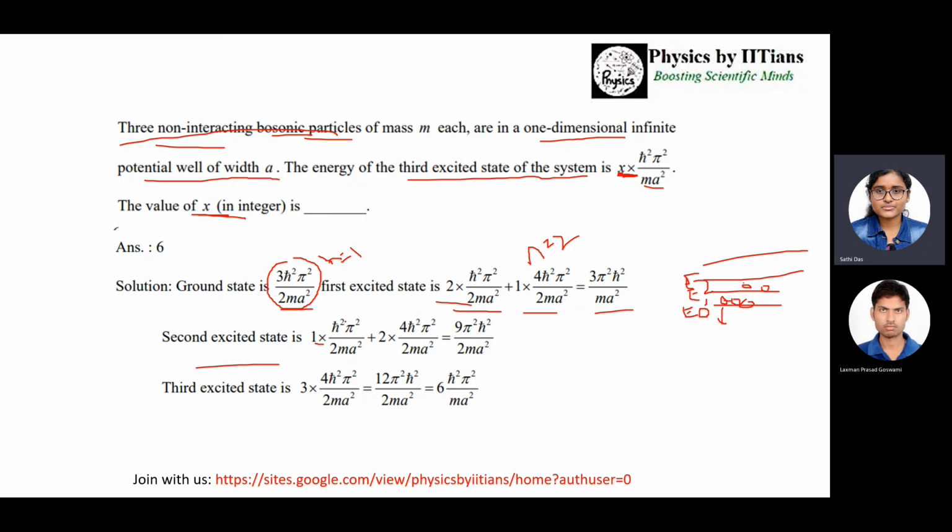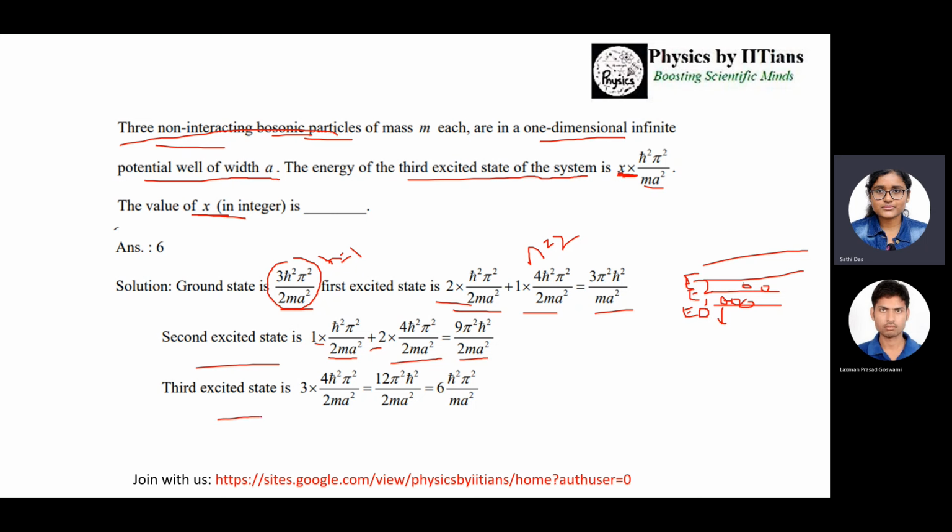So for 1 in the ground state, it is 1 particle, so 1 into π²ħ²/2m², plus for the rest of the two particles, which are in the first excited state, 2 into 4π²ħ²/2m². That will be 9π²ħ²/2m².